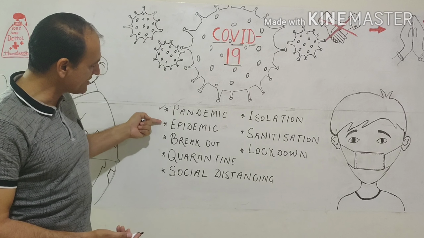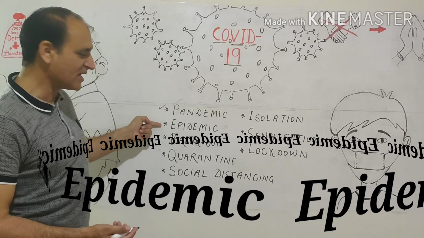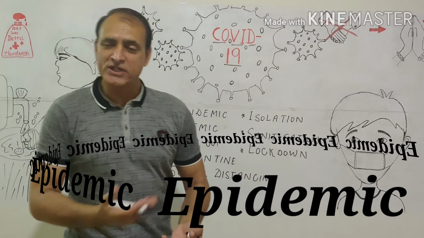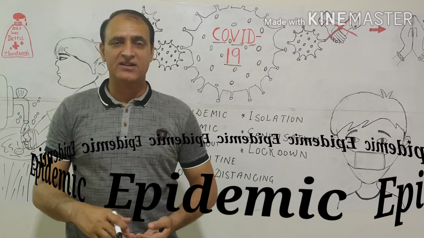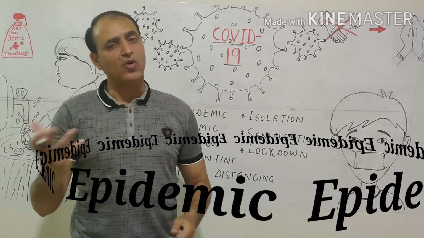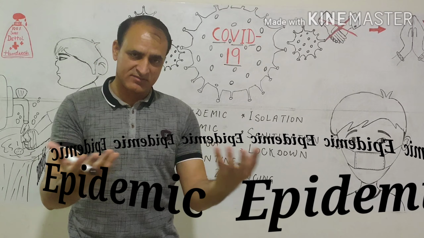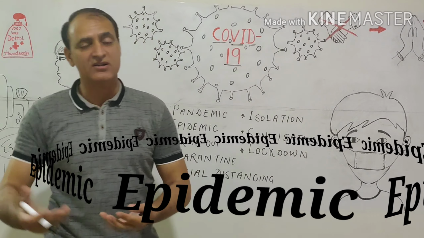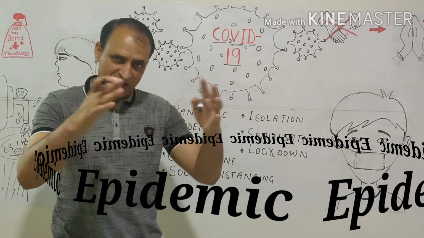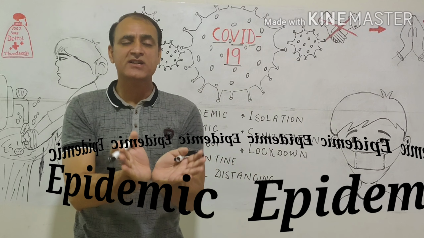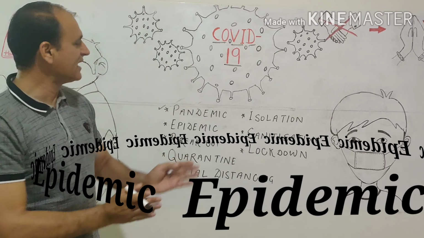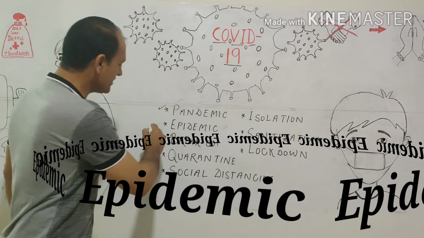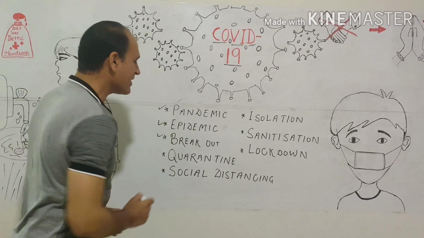The next related word is epidemic. Epidemic, again, is a disease which spreads over a very large area, but it doesn't cover the whole country or the whole world. It may cover a certain part of the country, it may cover a district or maybe some state, but it can be controlled within those boundaries. It is more limited than pandemic in nature. So that is epidemic.